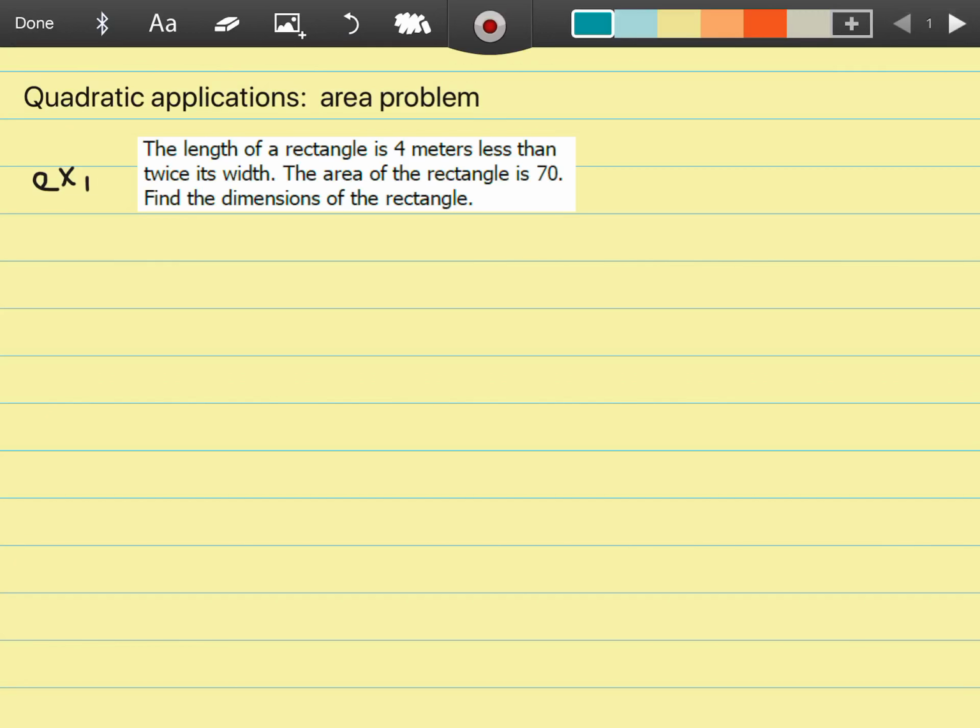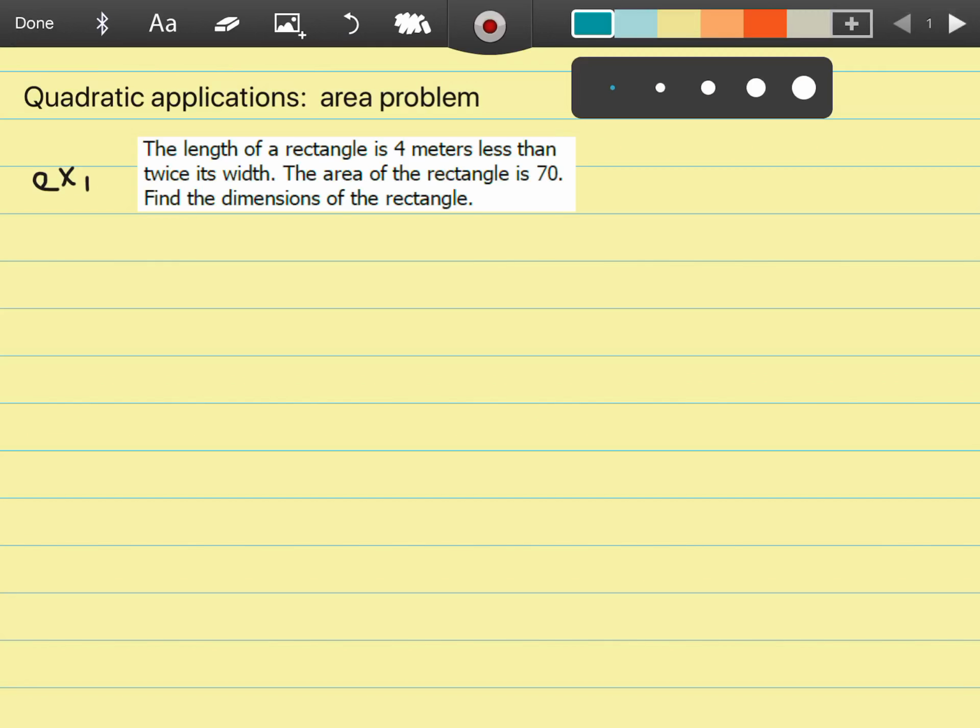Today we are going to do a quick review of the 3 different types of quadratic applications that we've looked at this week in class. The first type were the area problems. The length of a rectangle is 4 meters less than twice its width.